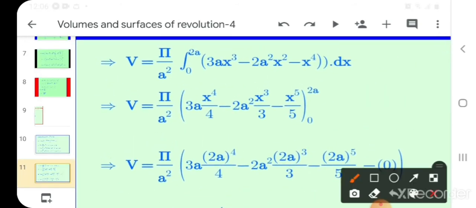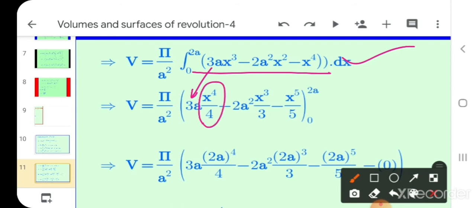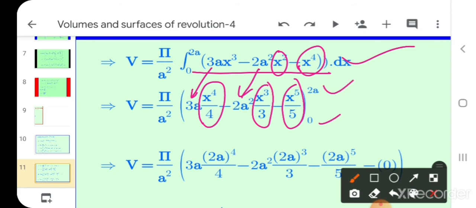Same, I write the same equation here. Now I integrate. See, tell me. 3a is the constant, x cube integration is x power 4 by 4. Next 2a square is the constant, x square integration is x cube by 3. And x power 4 integration is x power 5 by 5. And limits are 0, 2a.